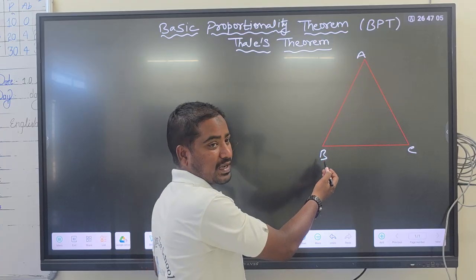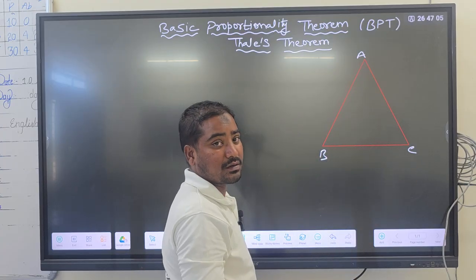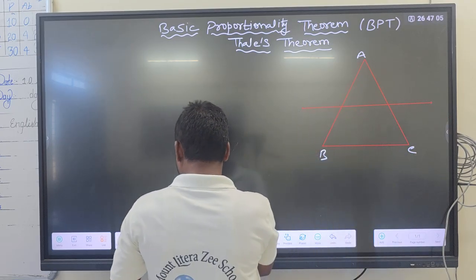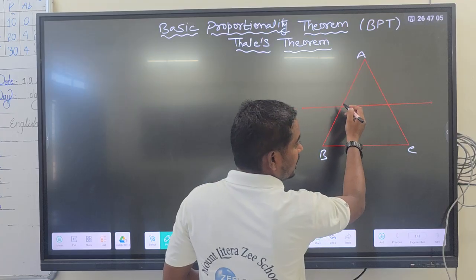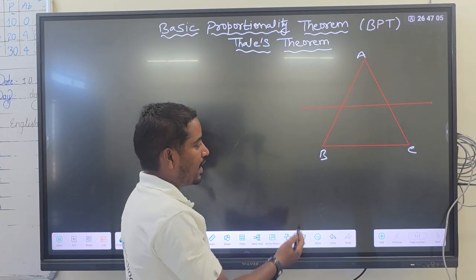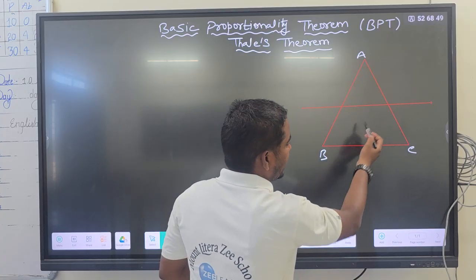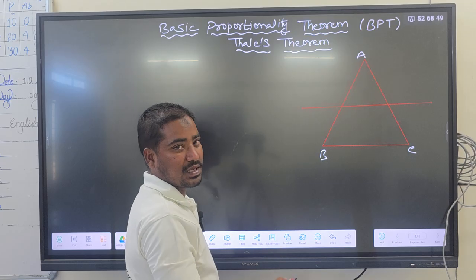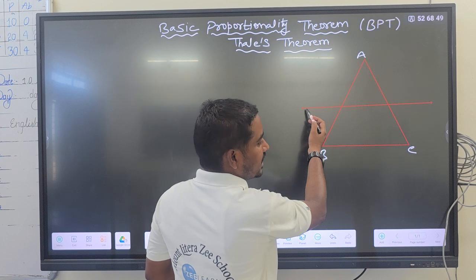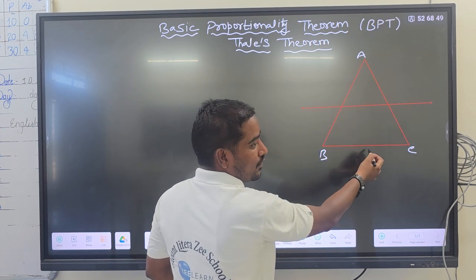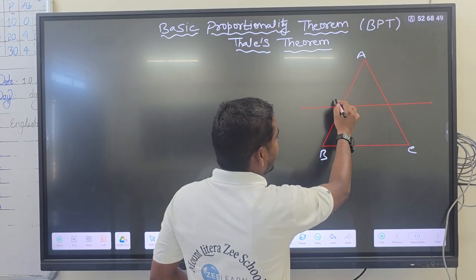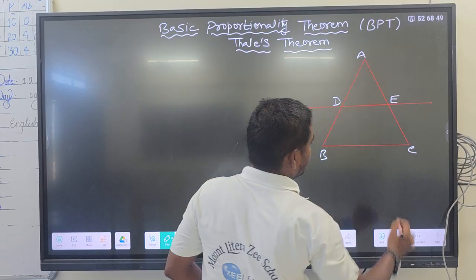Now here I have taken this BC as my considered side and I will take the line parallel to BC. Now suppose this parallel line is cutting the other two sides. See, first side is this BC. Why? Because I have considered this line parallel to the first side, that is BC. Now other two sides will be AB and AC. So we will consider that this line, which is drawn parallel to the one side, will be cutting the two other sides at point D and point E.